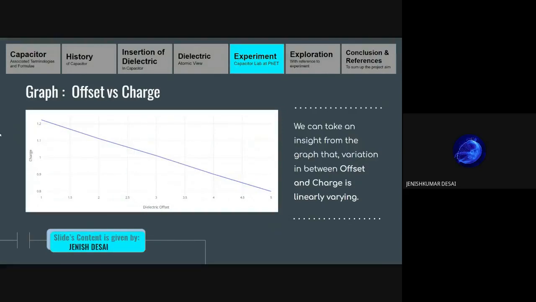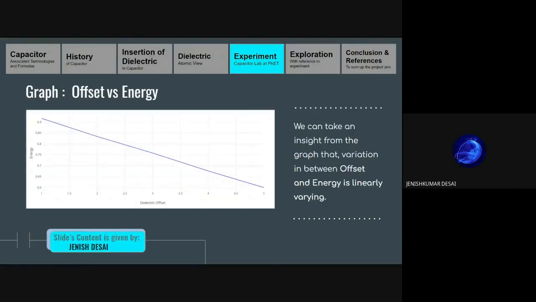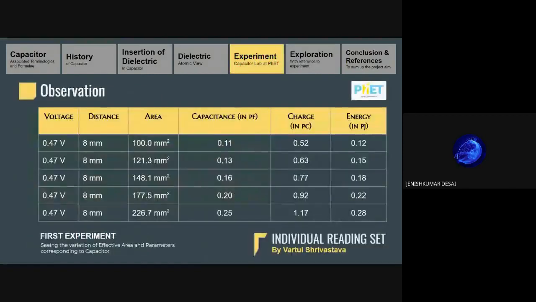This is a graph of offset versus charge. This was also linearly decreasing. This is the graph of offset versus energy. This graph was also decreasing. And then the rest will be explained by my friends.